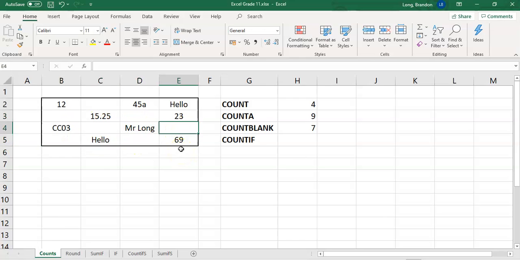So there are 7 of them. Okay, so those three are quite nice. There's the one that counts only numbers, that counts everything, and that counts anything that's got nothing in the cells or that are left empty.